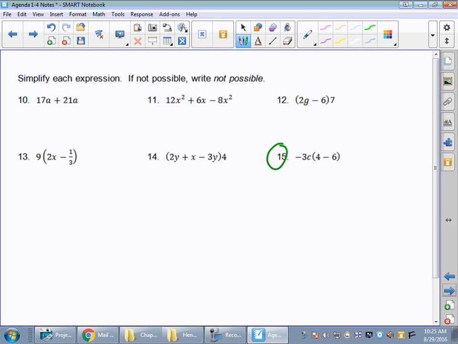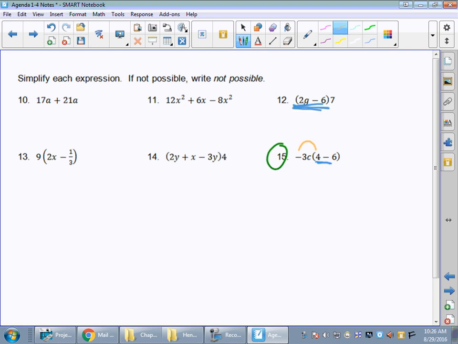So I've got a negative 3c and then parentheses 4 minus 6. I am going to use distributive property. Yes, you probably could combine like terms. You could take care of your parentheses first because they are. In number 12, we cannot take care of these parentheses first because it's a 2g minus 6. Here we technically could, but we're not going to. We're just going to distribute.